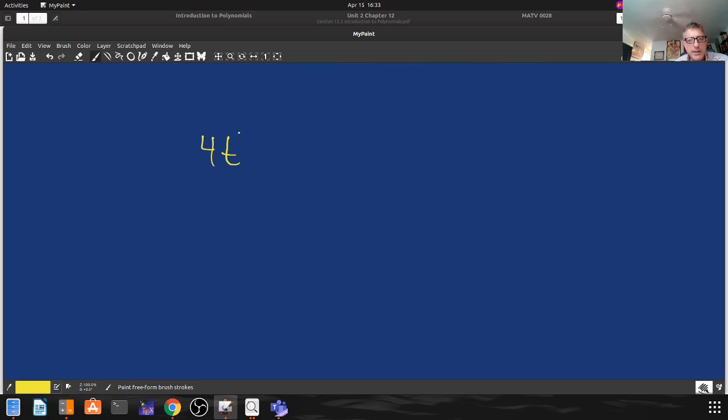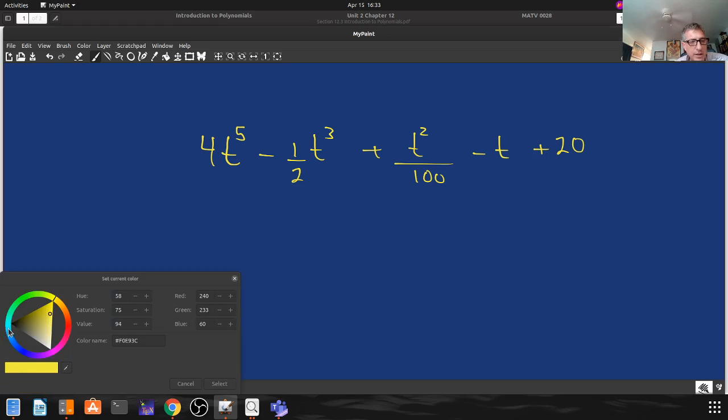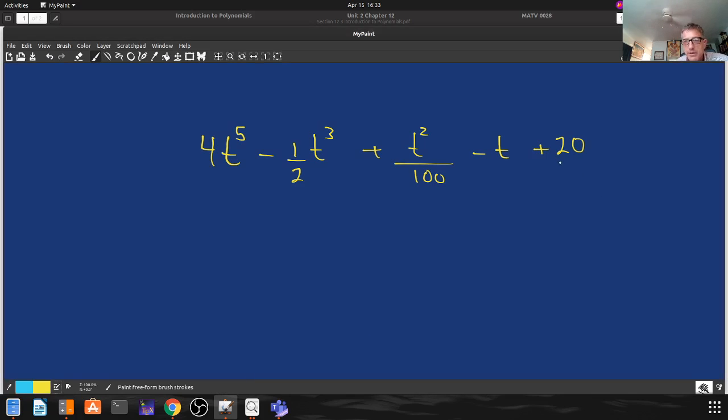For t to the 5th minus 1/2 t cubed plus t squared over 100 minus t plus 20. This is a polynomial in the variable t. So let's go through and let's actually identify. This is a constant term, variable term, variable term, variable term, variable term.